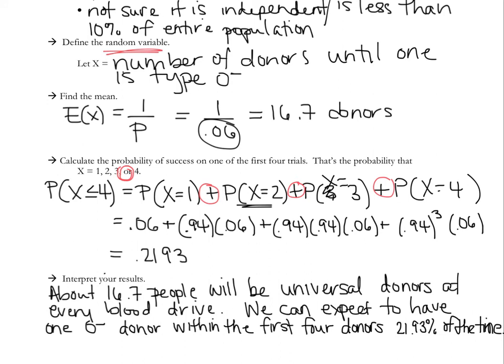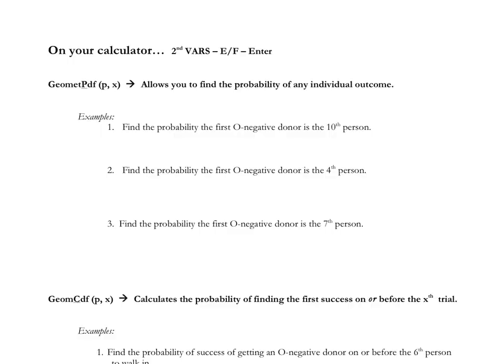Now, some of you might be asking, well, how do I know that it's going to be 16.7 people if I never said how many donors? Well, we got that 0.06 based on the typical number or the average number of people that we expect at each blood drive. Our calculator is going to come in pretty handy for this, or sometimes there are statistical programs out there that will do this for us.